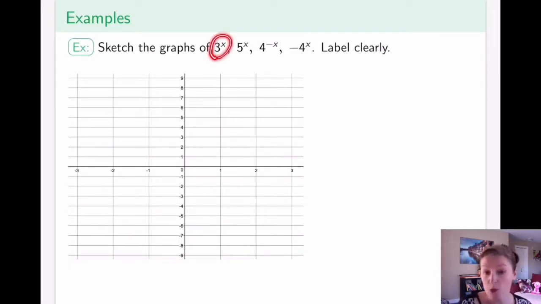So here I have 3 to power x, 5 to power x, 4 to power minus x, and -4 to power x. Notice with this last number that it's actually 4 to power x, then all negated. So it's not -4 to power x, because for the definition of the exponential function, the base has to be positive. So this is actually just a negation of an exponential function. Take a minute here and actually sketch these graphs using the table of values to see how they work on the same graph together. How does the base affect the shape of the graph?